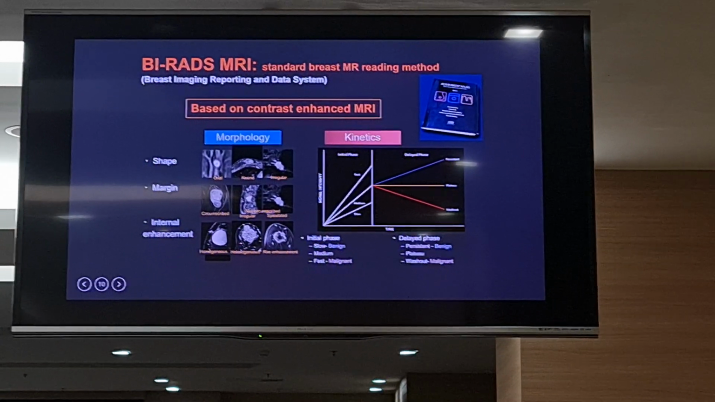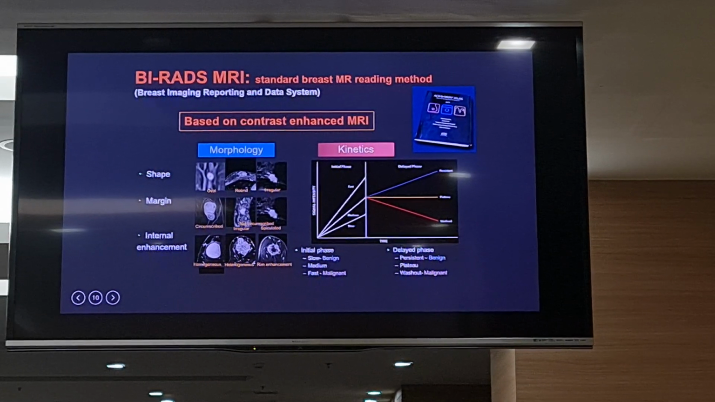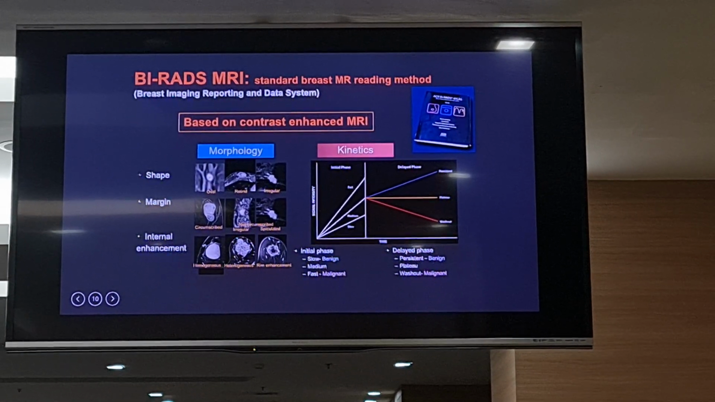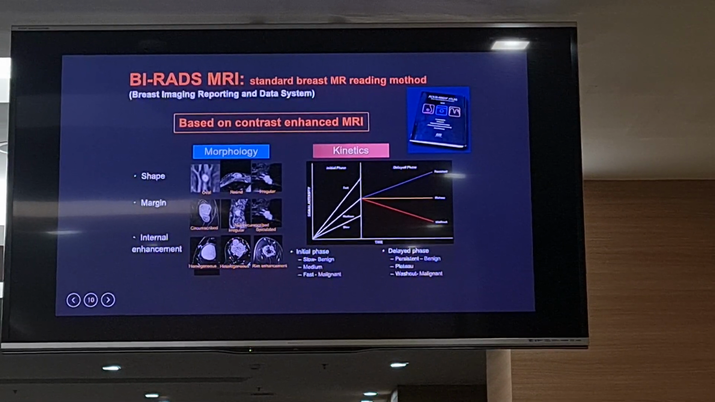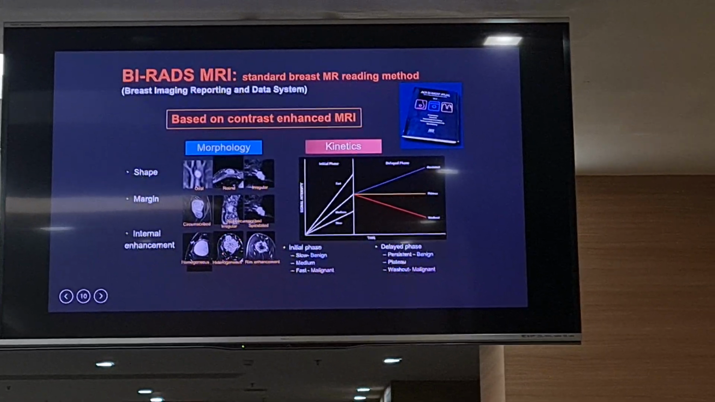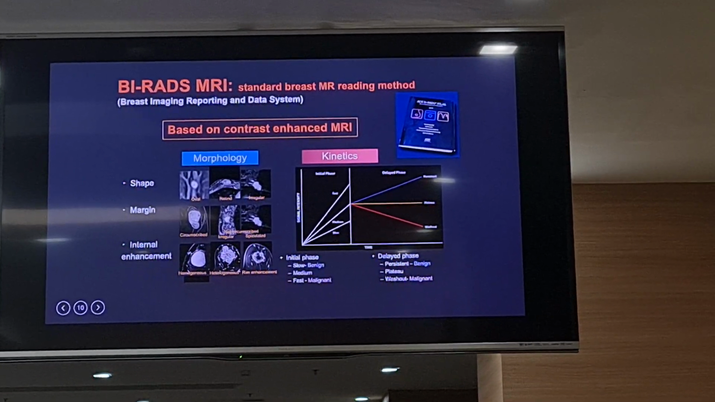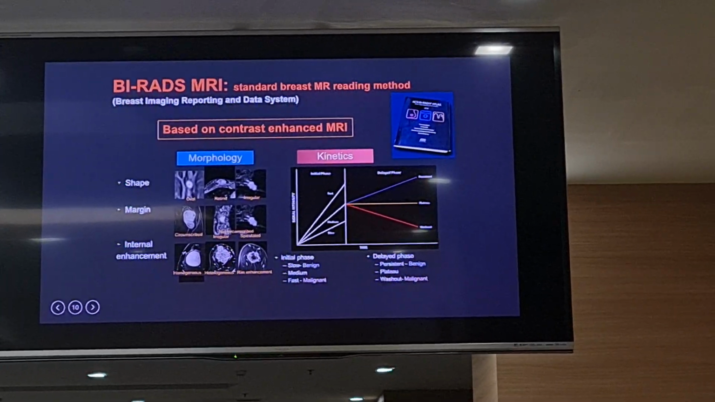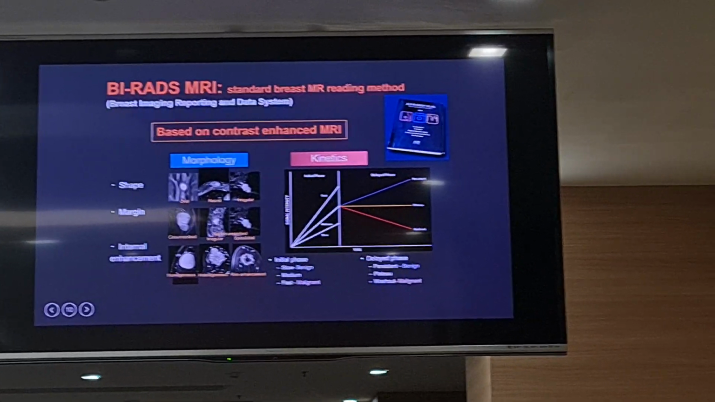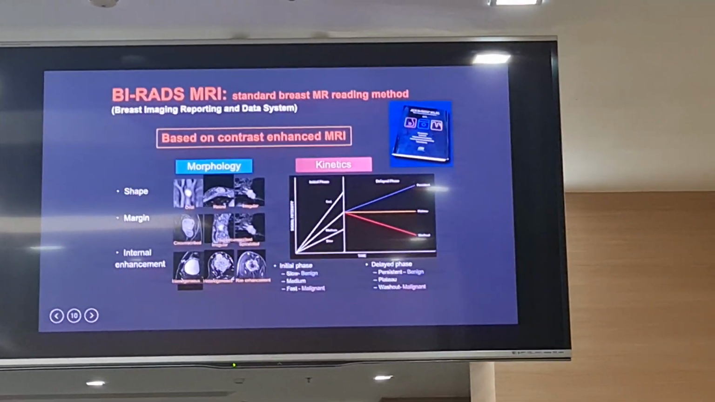So we have two pillars. First is morphology. So how the lesion is appreciated: the shape is oval, round, irregular; how about the margin, is it circumscribed, clear or not clear, etc. And how about the pattern of enhancement: homogeneous, heterogeneous, rim enhancement, etc. So based on these lexicons, breast radiologists make a report and make a category.